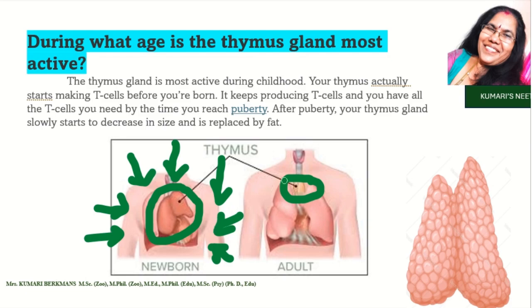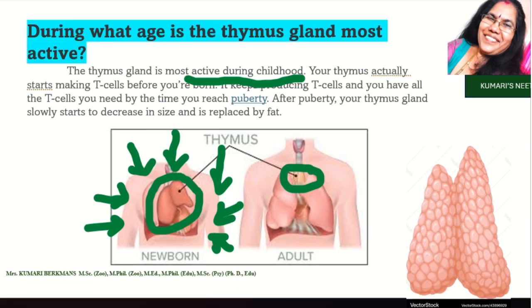Now, the thymus gland is most active during childhood. This point is very, very important. Make a note. It is very active during childhood, and it attains its maximum size at the time of puberty. After puberty, slowly the size decreases.